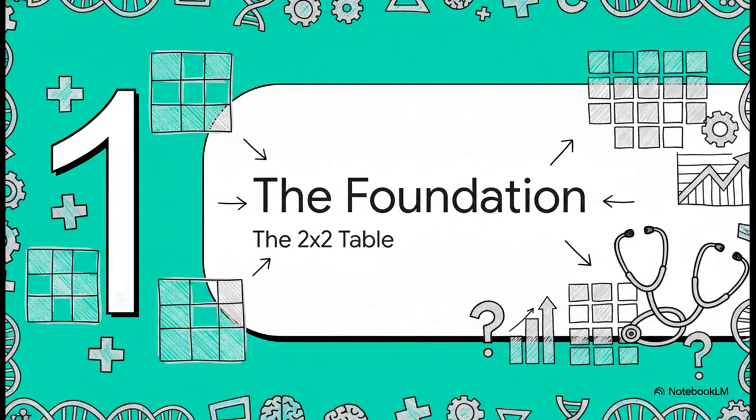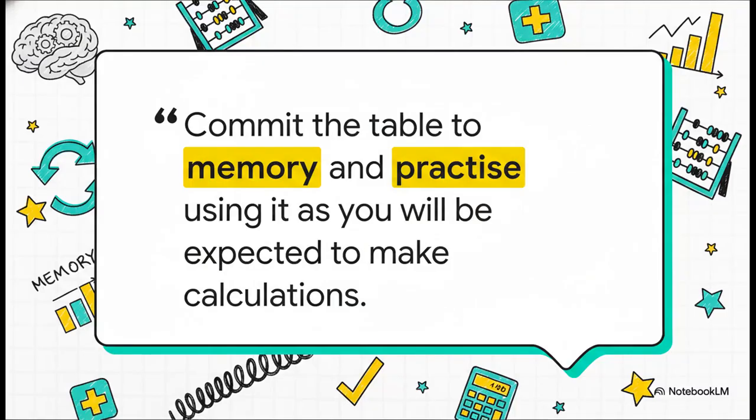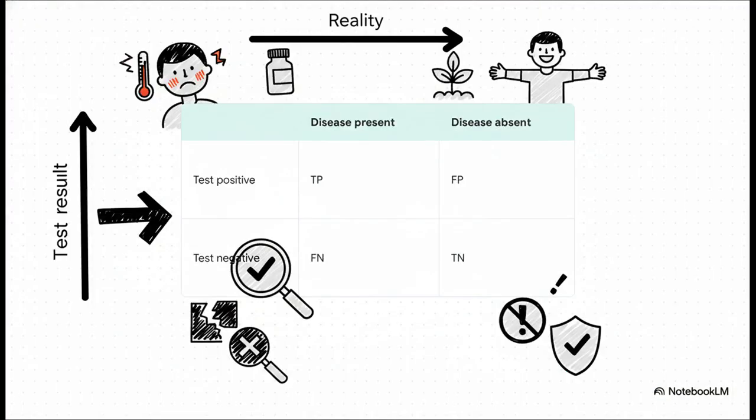Pretty much everything we're going to talk about today starts right here with the simple 2x2 contingency table. Trust me, it is the bedrock for almost all the diagnostic stats you're going to face. And hey, don't just take my word for it. The source material is crystal clear on this. You need to commit this table to memory. It's not a friendly suggestion, it's a requirement for passing this exam, because you will almost certainly be asked to run the numbers using it. So let's break this thing down.